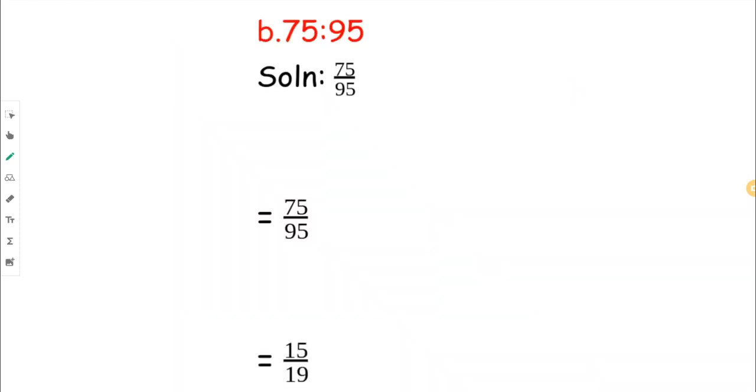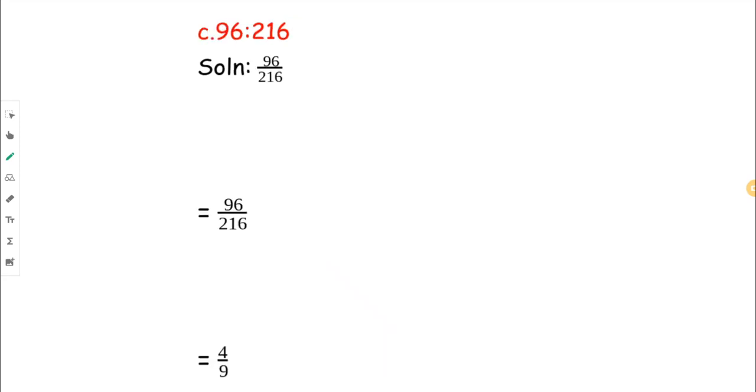All right, B: 75/95. Let's divide by 5 again. 5 1s are 5, 2 in hand, 5 5s are 25. Once again, 5 1s are 5, 4 in hand, 5 9s are 45. You'll see we can't go further than this. So the lowest or the simplest is 15/19, or 15:19. All right, C.